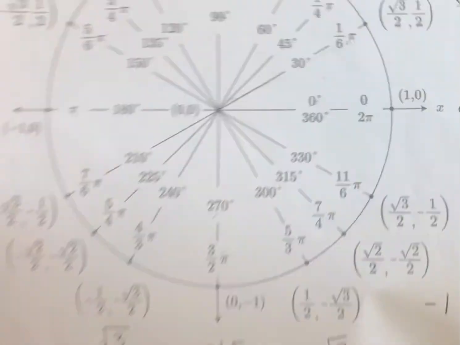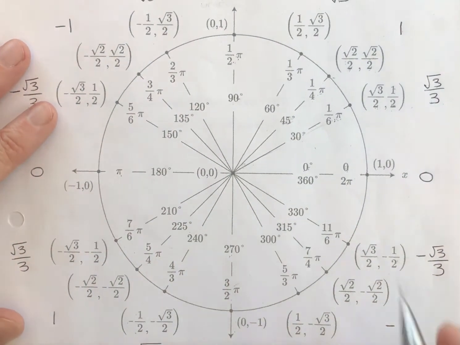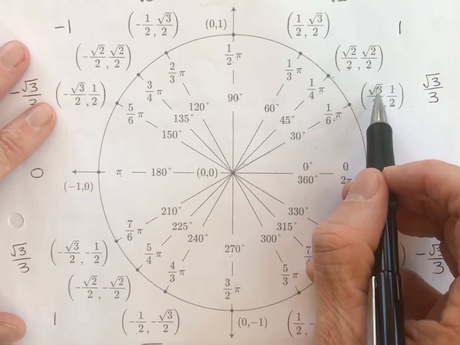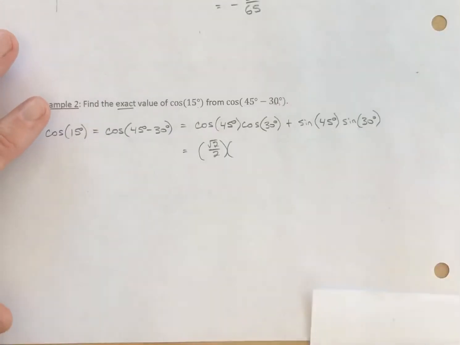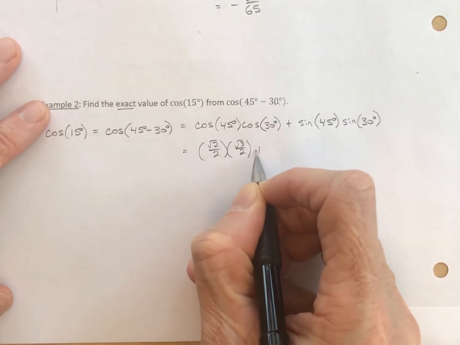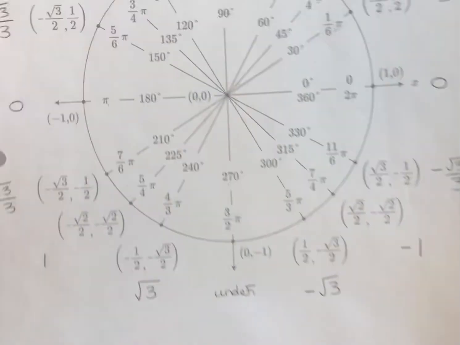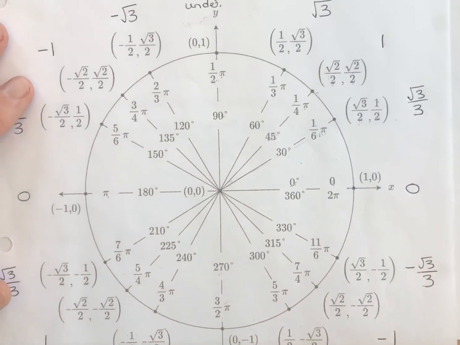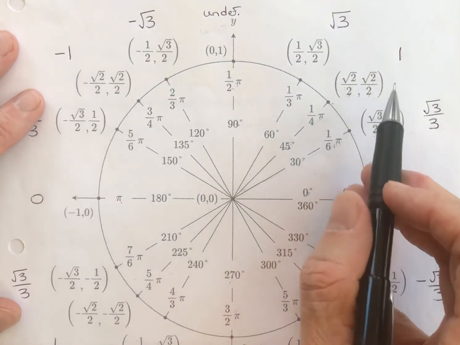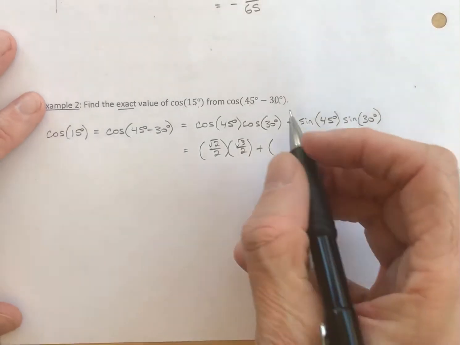Let's go back to here. Get my unit circle chart in there. Here's 30 degrees. The cosine is the x value. It's √3/2. So times √3/2 plus the sine of 45 degrees. Okay, go back to my unit circle knowledge. Here's 45 degrees. The sine is the y value, which is √2/2.